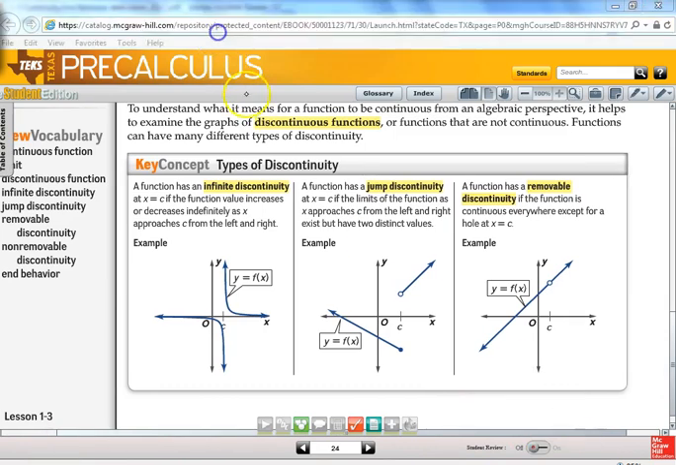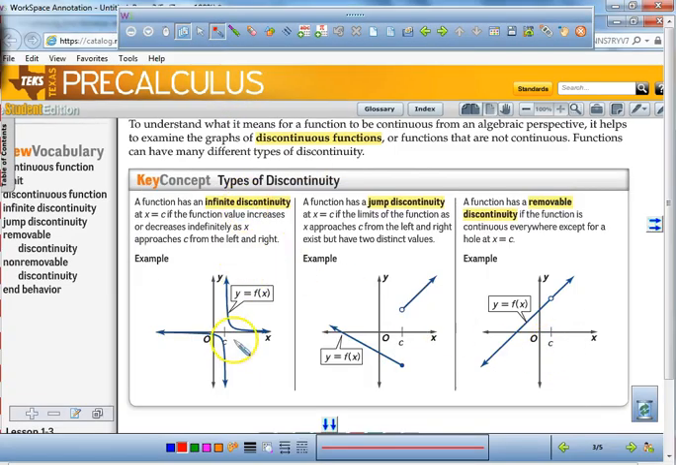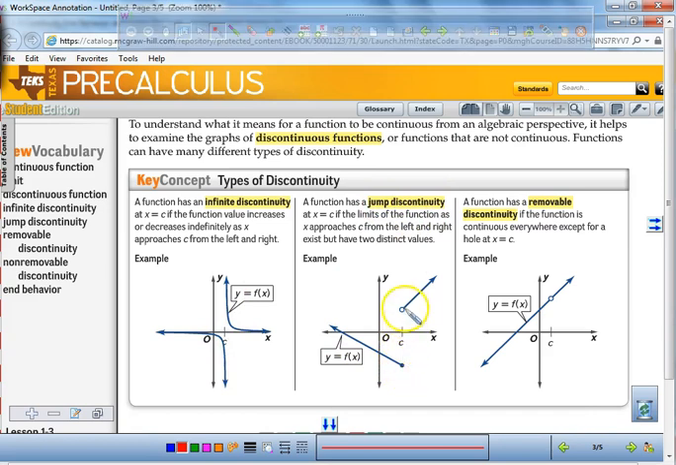Here we go. Here's a screenshot. We have infinite discontinuity right here. There's that vertical asymptote. Here we have jump discontinuity because as you're going down this graph, before you can continue to go, you've got to jump up. And then this is called removable discontinuity because as you are going towards the value of c, which is right here, guess what happens? There's a hole in the graph.